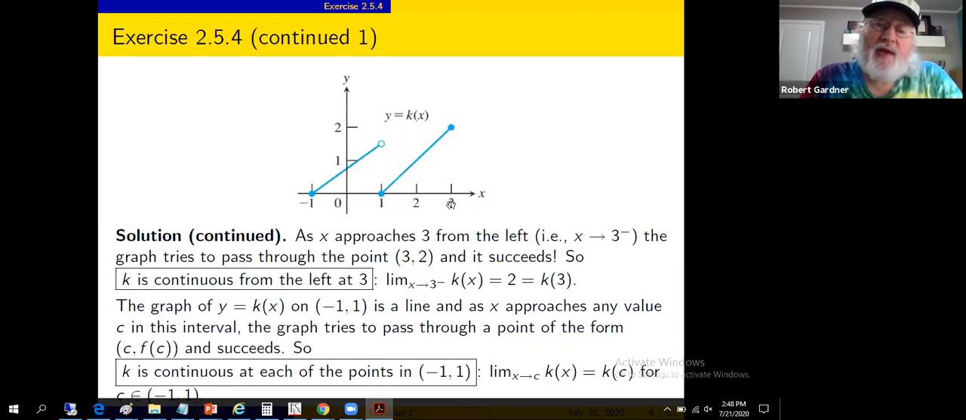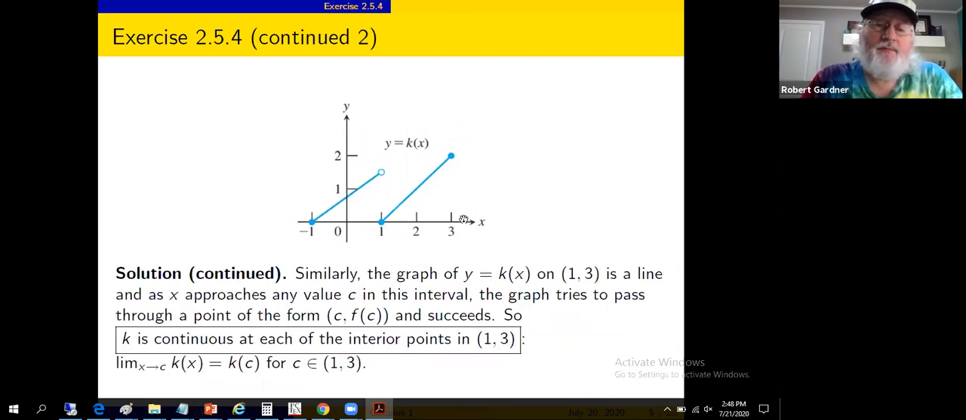Same thing happens for x values between 1 and 3. Look at the graph of y equals k of x on the interval from 1 to 3. Again, it's a line and we strictly exclude the endpoints. Straight line segment, same story. Any particular x value, the function tries to pass through a point and it succeeds. So continuous at each of the interior points in the interval from 1 to 3, the limit as x approaches c, two-sided limits again, is k of c. You can evaluate these limits by substituting in, and that's really what continuity is. More of that in a second.